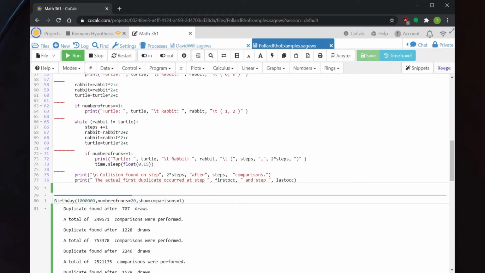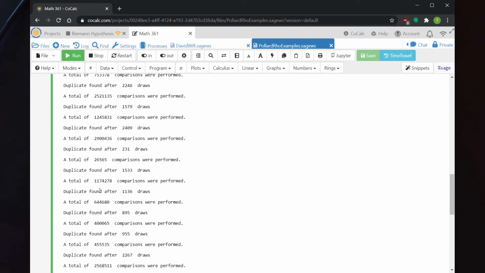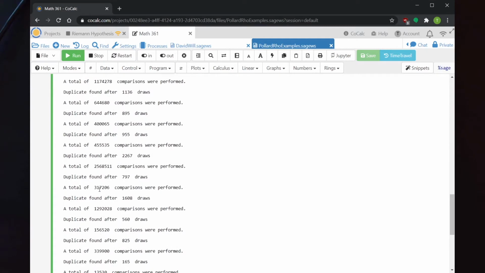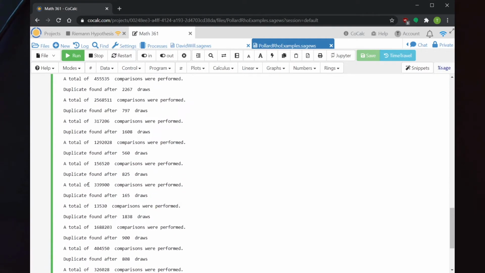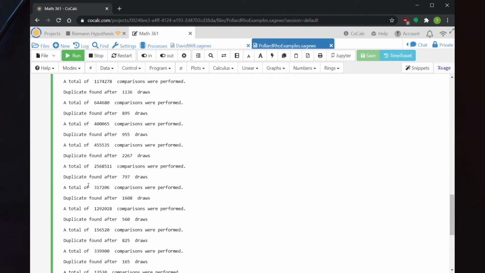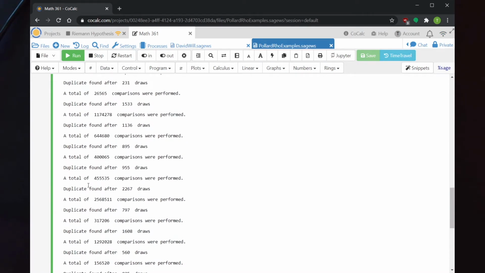But you can see again, the numbers we're seeing are all many, many, many less than 1,000,000 when it comes to the number of draws. However, when we look at the number of comparisons, just like before, you see some things that are really high. So for example, this one is 2.5 million comparisons had to be done. So when I say the key idea behind Pollard rho is a way of fixing this, it's a way of reducing the number of comparisons needed to identify a collision.